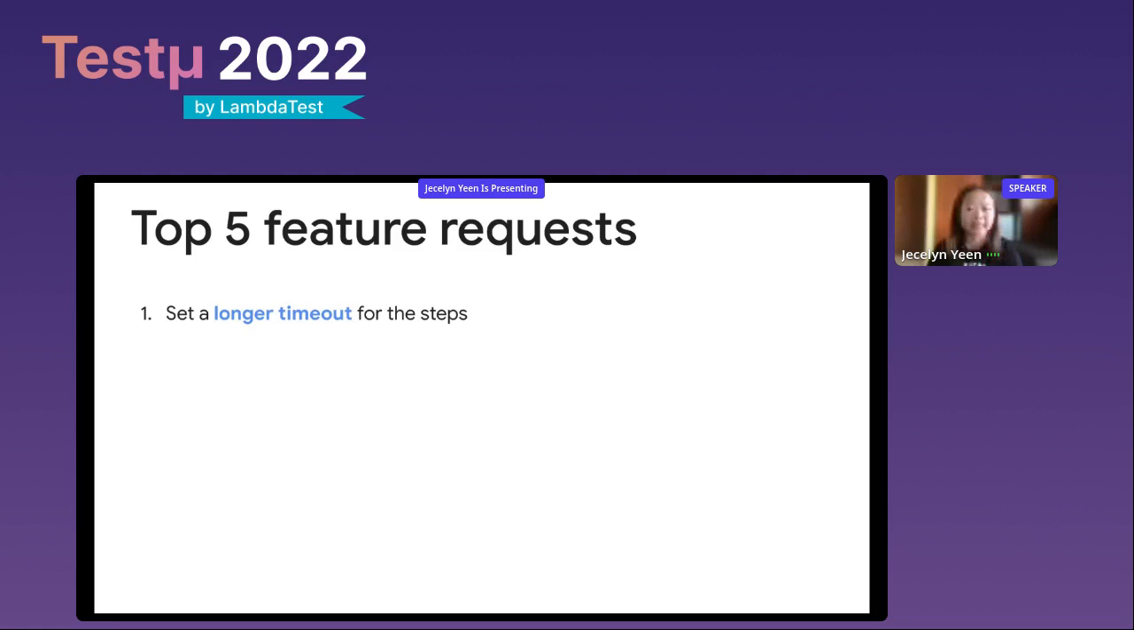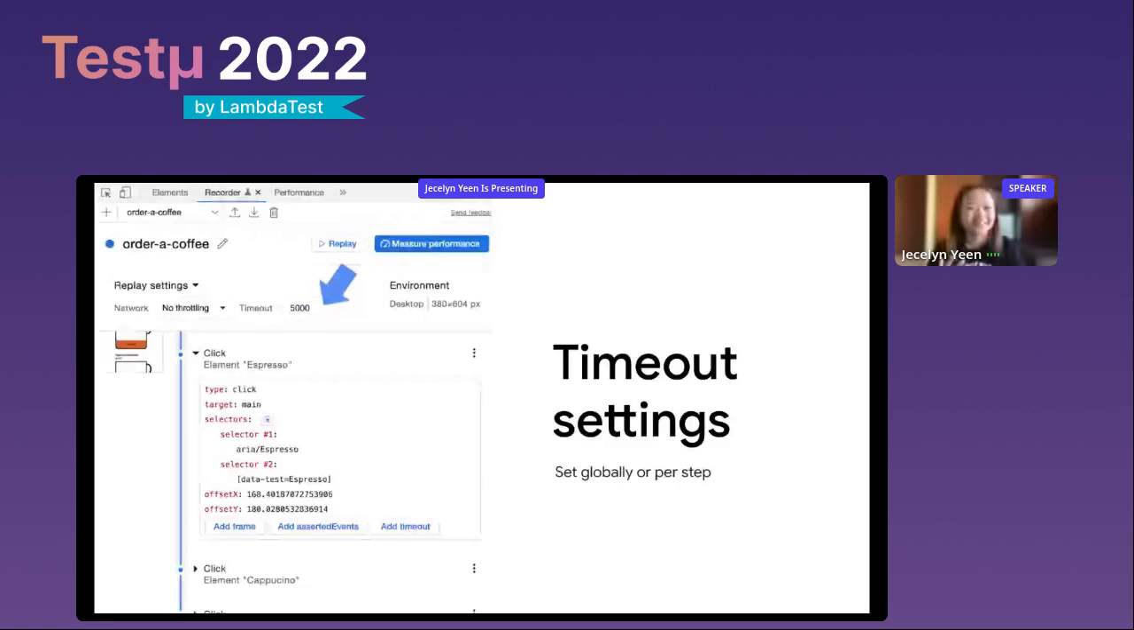Previously, the Recorder panel didn't have an option for you to set a longer timeout. But now you can set a longer timeout globally for all the steps. By default, each step has a timeout of 5 seconds, which is 5,000 milliseconds. You set it from here. If you want to override it, just change the value to 10,000 or 20,000 for 10 or 20 seconds. Or if you know that a particular step takes slightly longer to run, you can also specify the timeout for just that particular step instead of globally for every step.